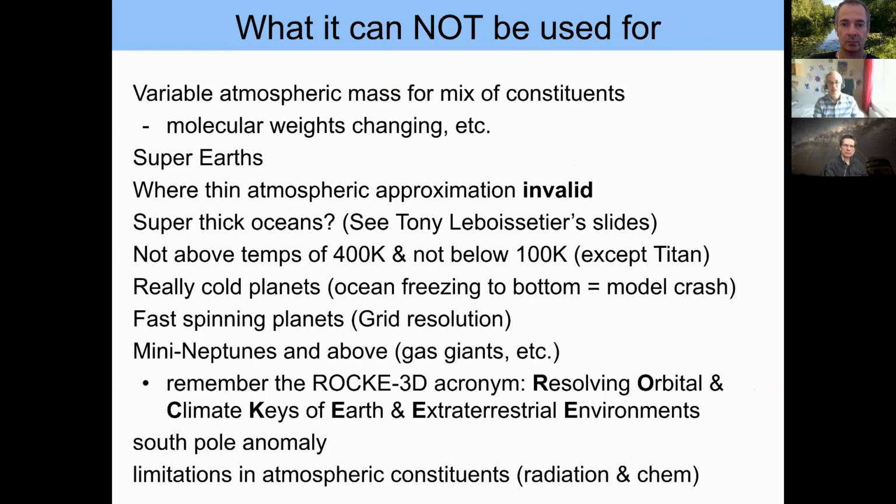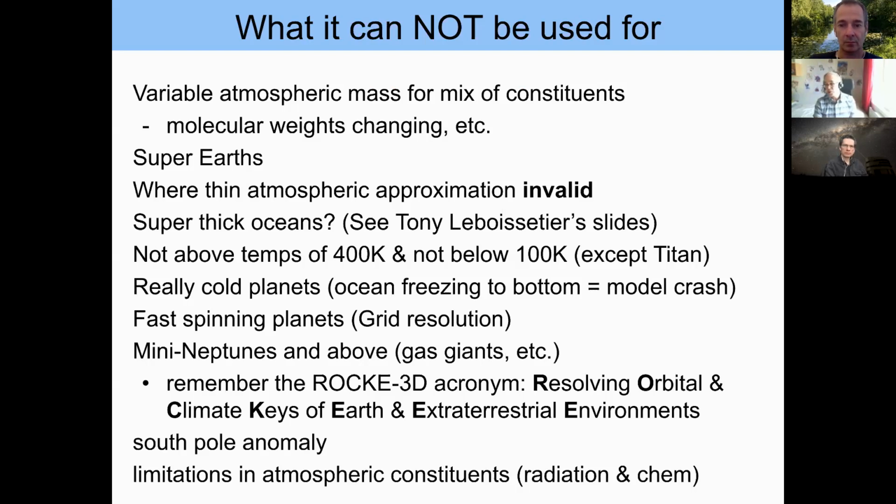One big limitation for a lot of GCMs, not just ours, is that we cannot have variable atmospheric mass for a mix of constituents, meaning that the mean molecular weight of the atmosphere cannot be changing by large amounts, say more than 10%. When would you see a case like that? When you have a lot of water vapor in the atmosphere, for example. You can see changes like that. Or if you have a lot of carbon dioxide in the atmosphere and a lot of the carbon dioxide is condensing out over time, the model will become not so accurate in those moments.